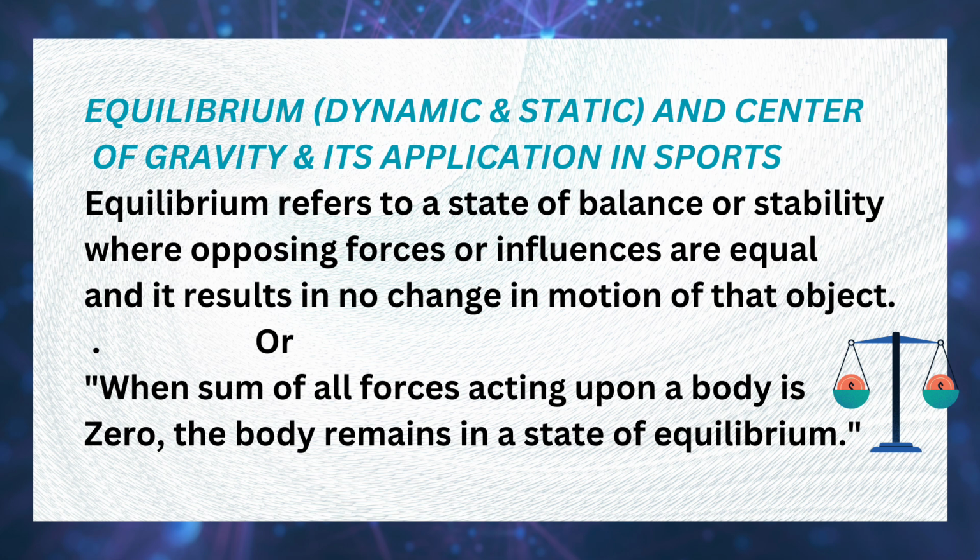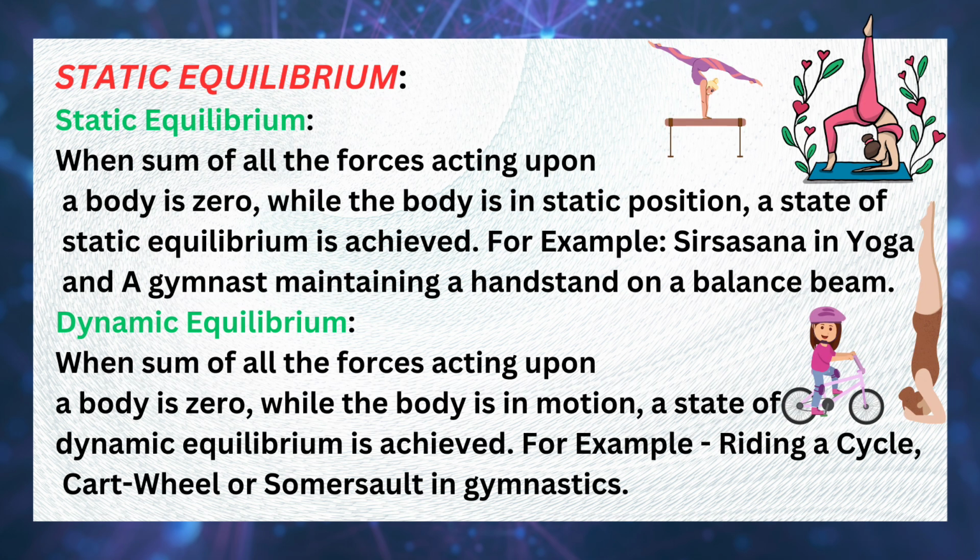There are two kinds of equilibrium. One, static equilibrium: when the sum of all the forces acting upon a body is zero, while the body is in a static position, a state of static equilibrium is achieved. For example, Sirsasana in yoga and a gymnast maintaining a handstand on a balance beam.